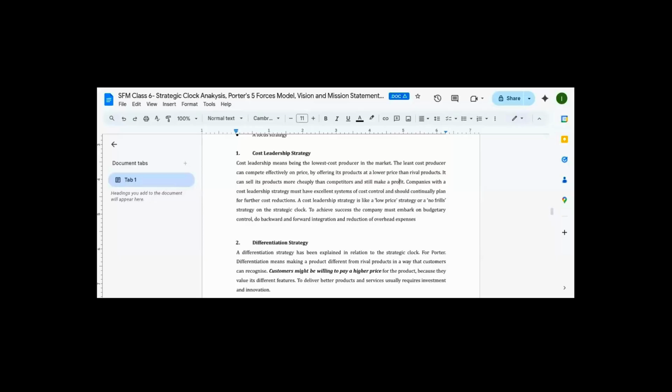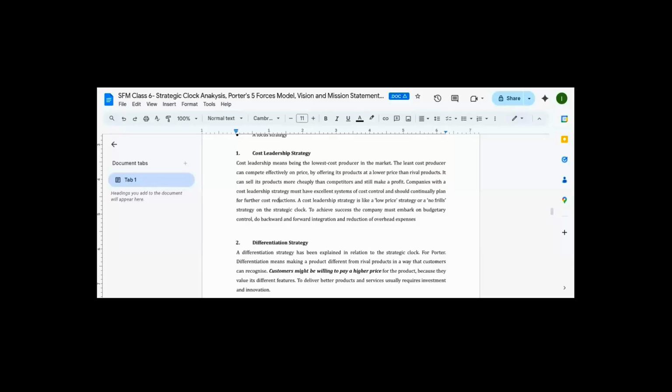So what is the advice of Michael Porter? Listen attentively now. Michael Porter says that a company with a cost leadership strategy, a company that wants to sell at a lower price or that has been selling at a lower price, must have an excellent system of cost control. He said for you to use this strategy effectively, you must have cost control, budgetary control, and you should continuously plan for further cost reduction.